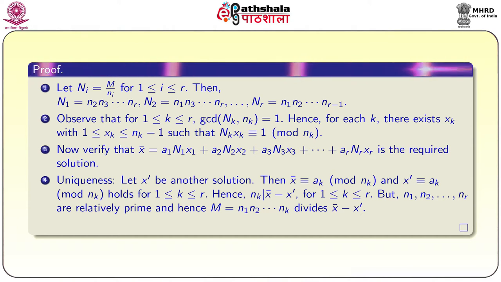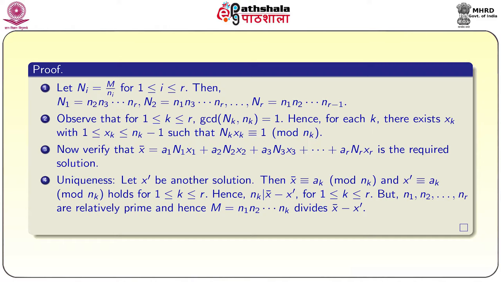So, now we will prove it. For that we will go step by step, but the proof is very simple. First, we will choose capital N i equal to capital M by n i. We know that in the proof we stated m is equal to n 1, n 2 and so on up to n r, which are already given in the hypothesis. So, capital N i is equal to m by n i.